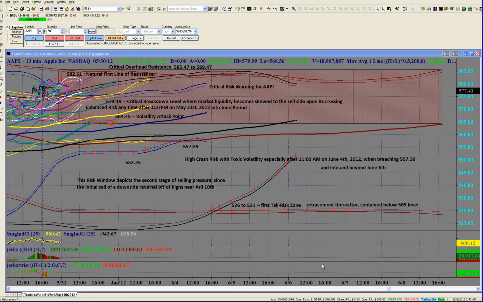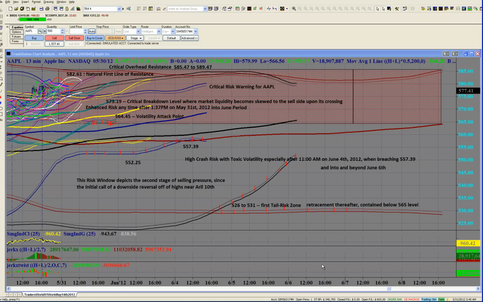The reason why I am broadcasting this late into the evening is because we have a very critical risk window and warning to announce. Actually, it's warning number 2 on symbol AAPL.